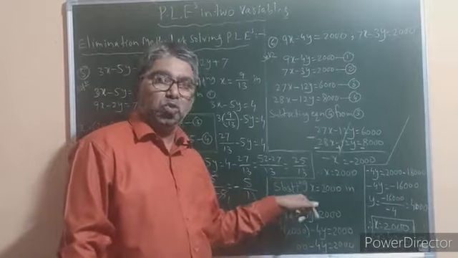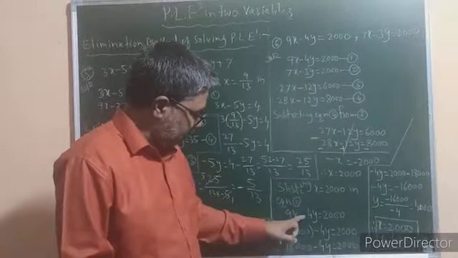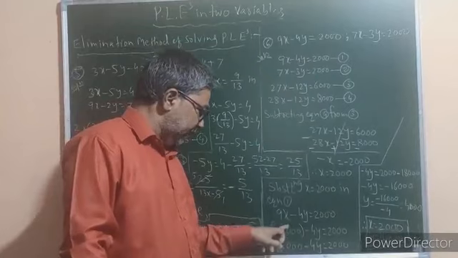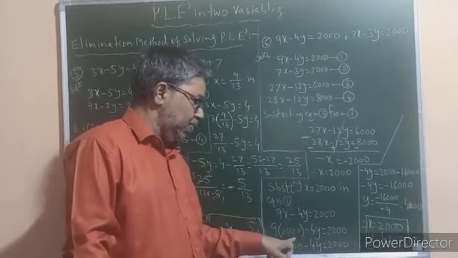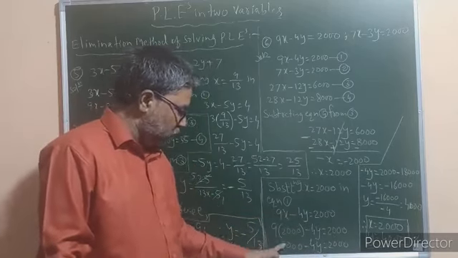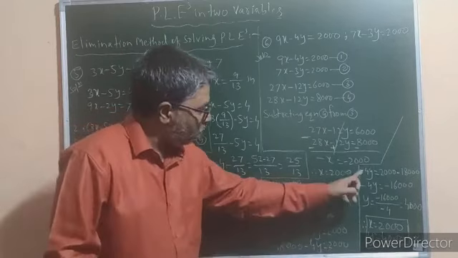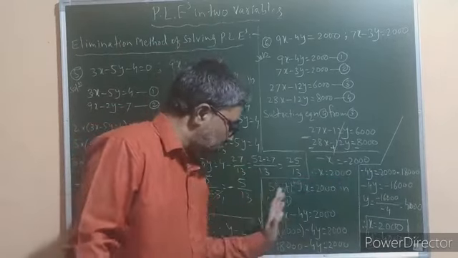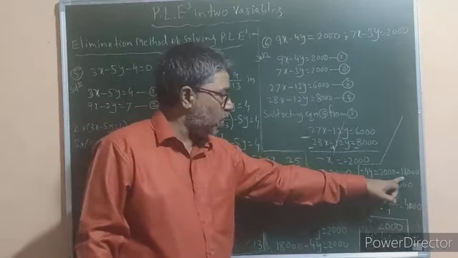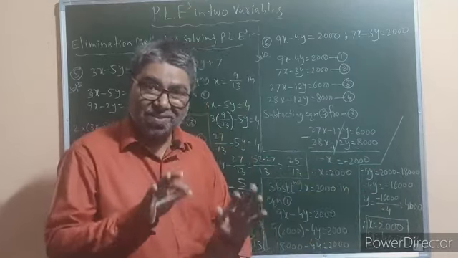Substituting the value of x, that is 2000, in equation 1, we will get the value of y. So 9x minus 4y is equal to 2000, equation number 1. 9 into bracket, write in place of x 2000 because it is its value, minus 4y is equal to 2000. 9 2000s are 18000, minus 4y is equal to 2000. Take 18,000 towards the right side, you will get minus 18,000. 2000 minus 18,000 will be minus 16,000.